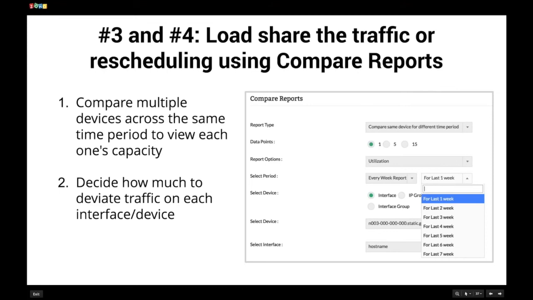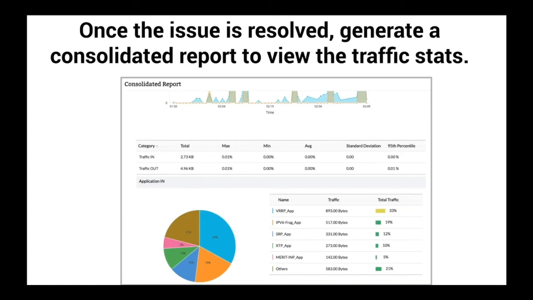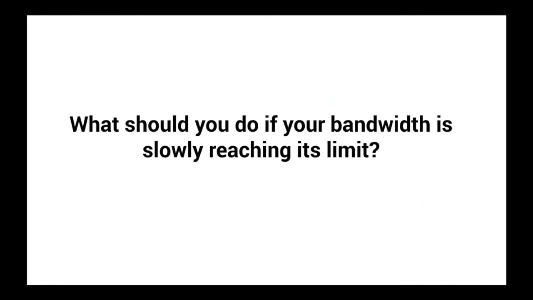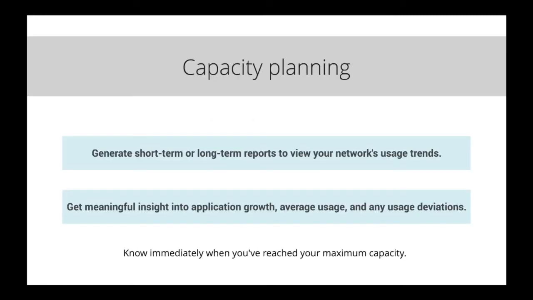Once you have resolved the issue with the help of ACL or service policy, you can also generate the consolidated report and view all the traffic stats. If you want to know if your bandwidth is slowly reaching the capacity, you can use capacity planning reports. With this, you can generate short-term reports and long-term reports to view your network usage trend.